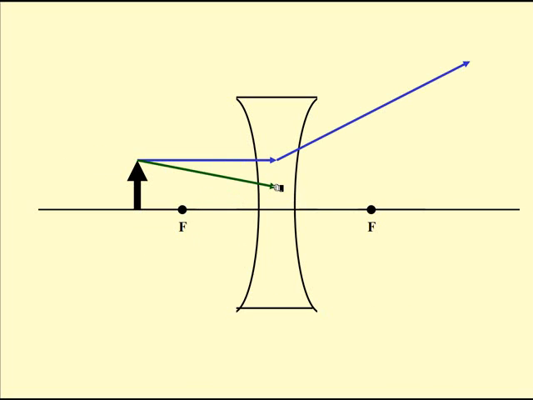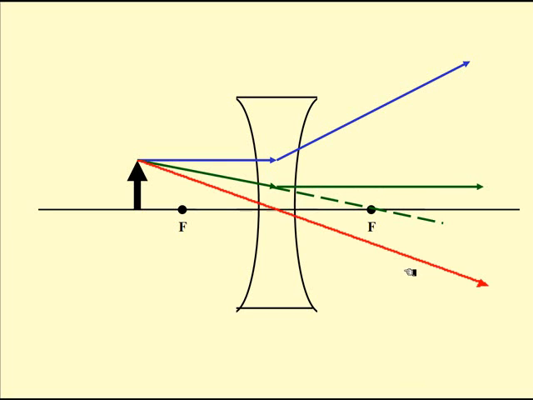The second ray that we draw goes towards the focal point and then refracts parallel to the principal axis. The third ray that we draw goes right through the center of the lens and isn't refracted at all. If we extend those three rays backwards, what we find is that they all meet at a particular point. That point will show where the top of our image is.